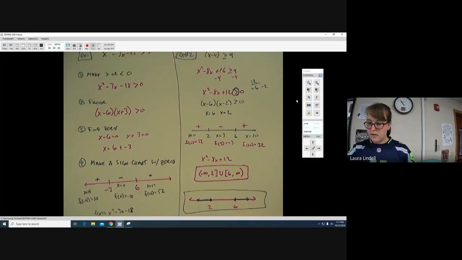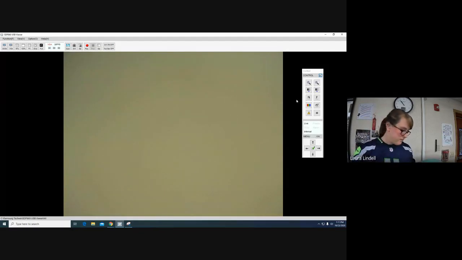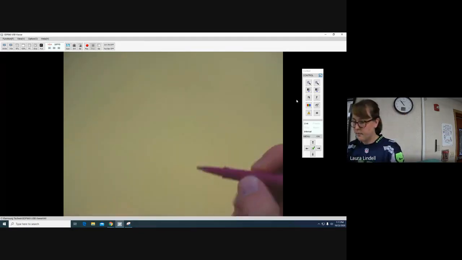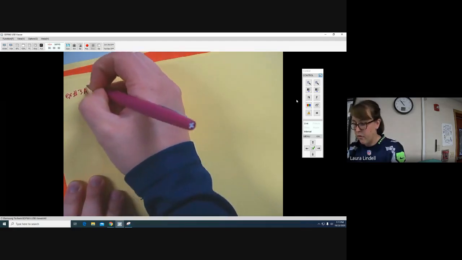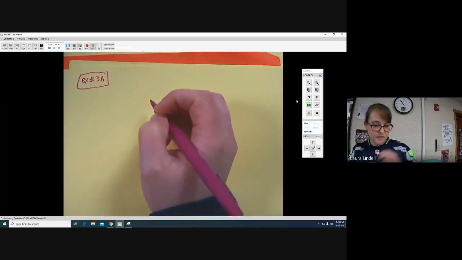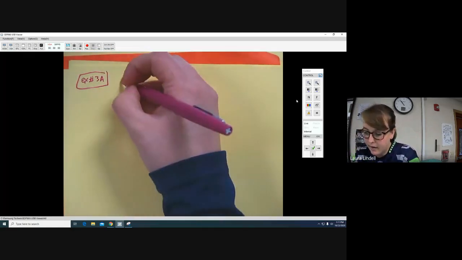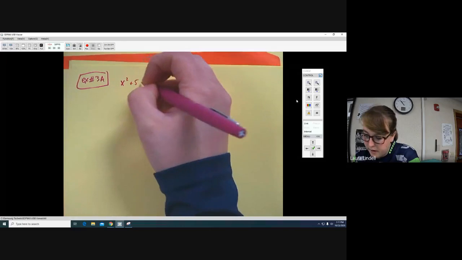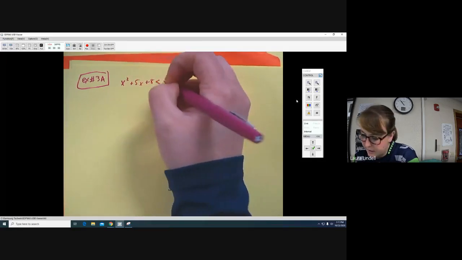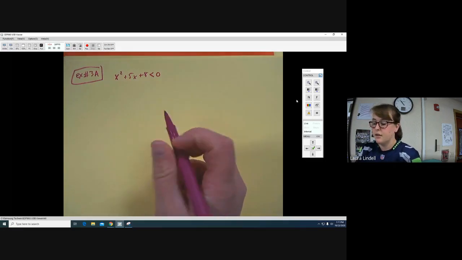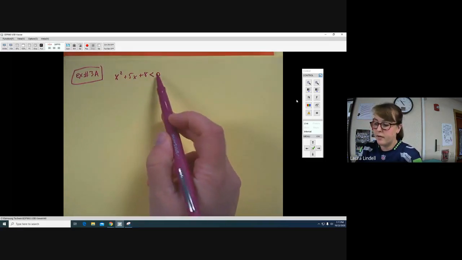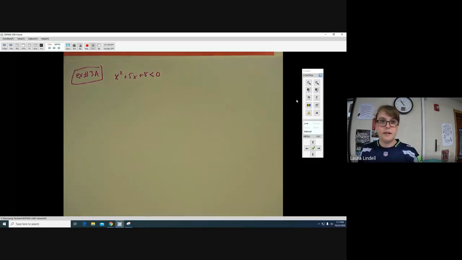Okay, so let's look at some other cases. We're going to call this example 3A. So we're going to take x squared plus 5x plus 8 is less than 0. Well, this one's kind of nice because they've already got it with a 0 on one side for us. So that cuts out a step. But that's about where it stops being so nice.